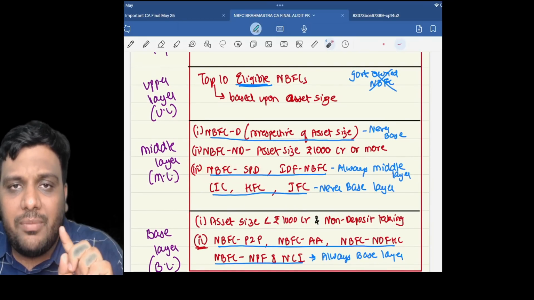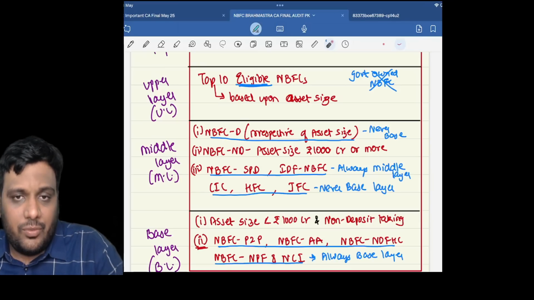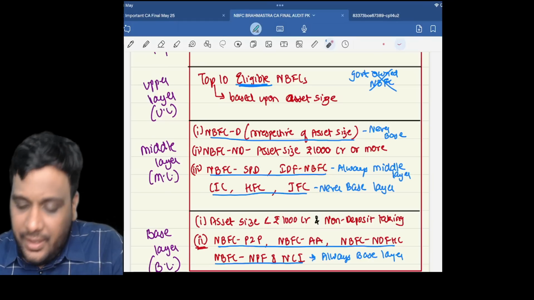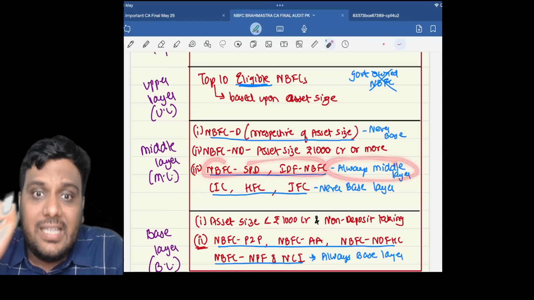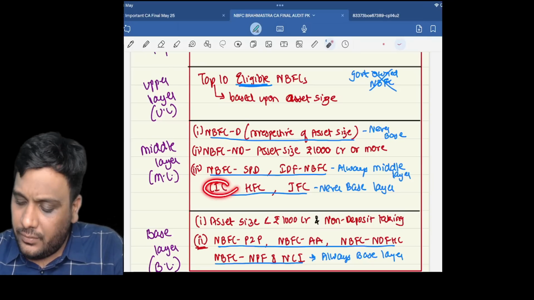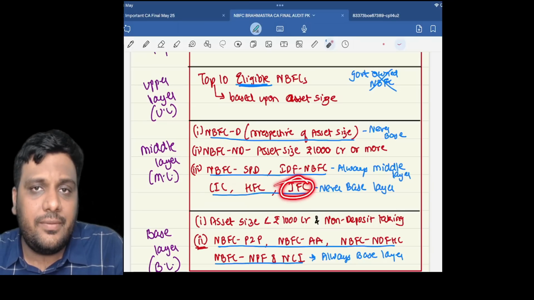So who is a standalone primary dealer? Who can deal on his own with government securities. They don't need any broker over there. So standalone primary dealer and IDF NBFC, these two will always remain in the middle layer. All right. Core investment company, housing finance companies, infrastructure finance companies, never base.